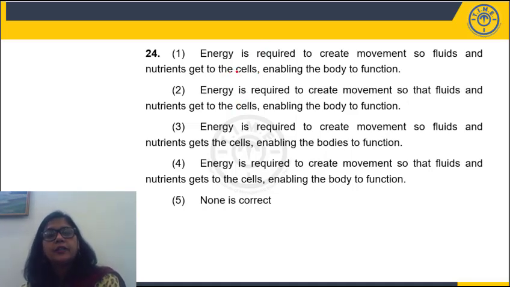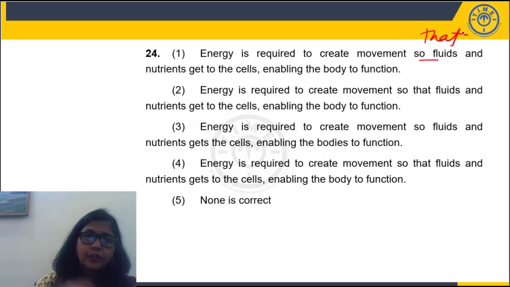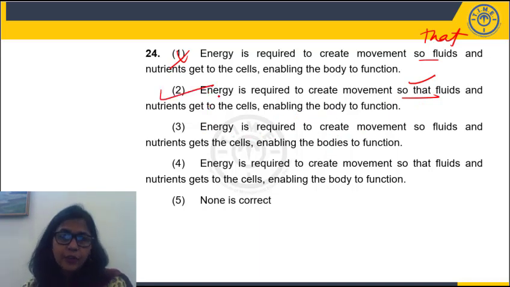Energy is required to create movement so fluids and nutrients get to the cells. So, okay, enabling the body to function. So you're giving a reason why it is required, so that this can happen, right? So 1 ruled out. 2 says energy is required to create movement so that, yes, fluids and nutrients get to the cells, enabling the body to function. Correct. So now we have to check what is wrong with the other options.